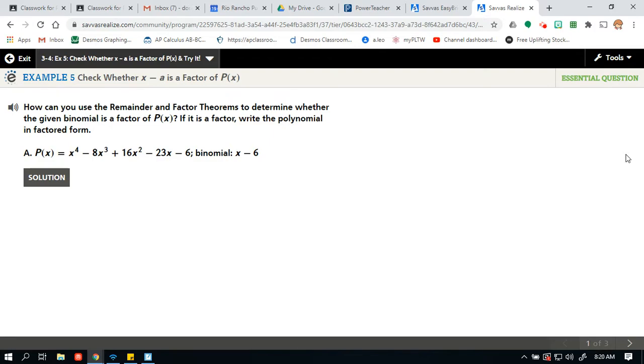And in previous lessons we've learned how to factor quadratics, but we have not seen how to factor polynomials with degrees higher than 2. So this is one way that we can look at it. This is one way that we can determine if something is a factor of that polynomial.